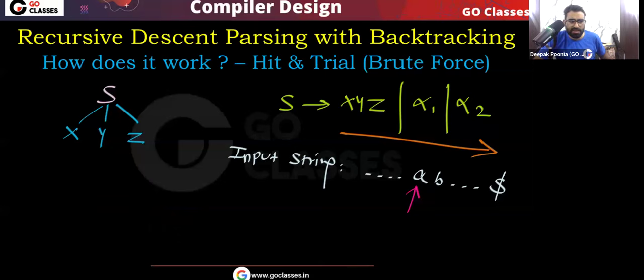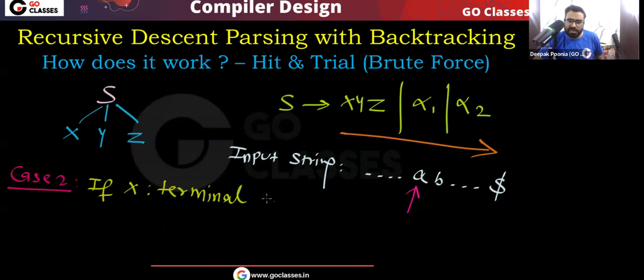Now let's see case number 2. What can be case number 2? What do you think? Case number 2 is if x is a terminal symbol but x is not equal to a.